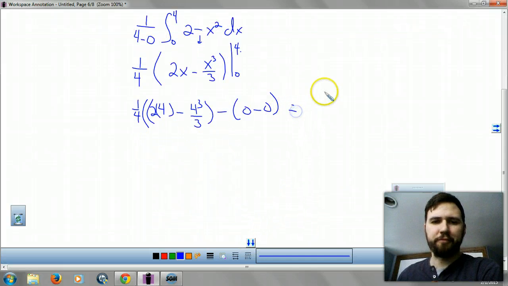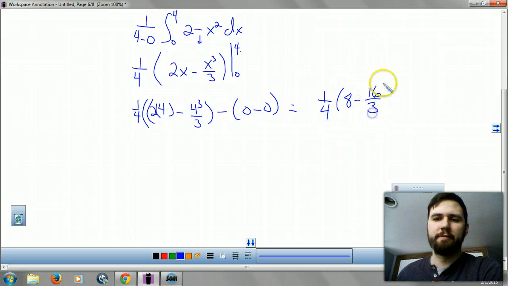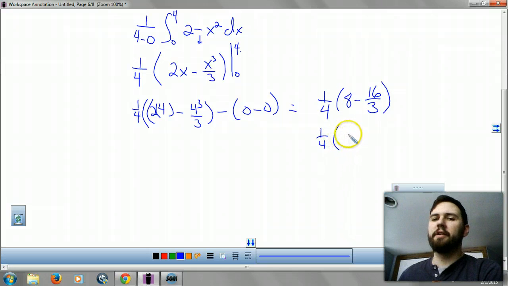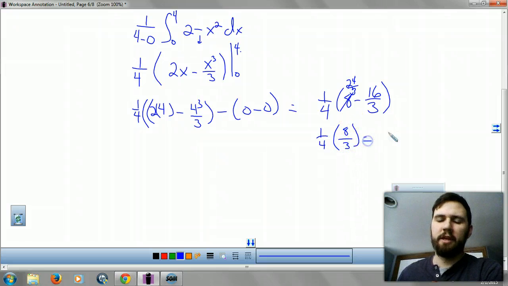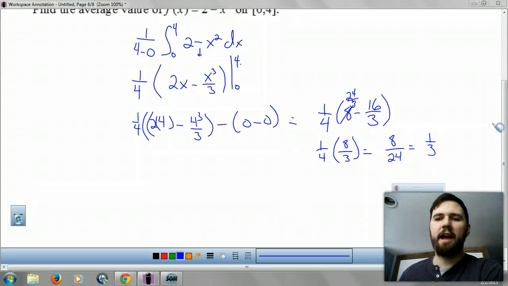Okay? So you get 1/4 times 8 minus 16/3. Right? So you get 1/4 times, let's see, 16/3 is 5 1/3. Right? Because 8, that's 24/3. No calculator. Who needs a calculator? That's 8/3. So you get 8 over 24, which is also known as 1/3. Hooray! That's our average value.